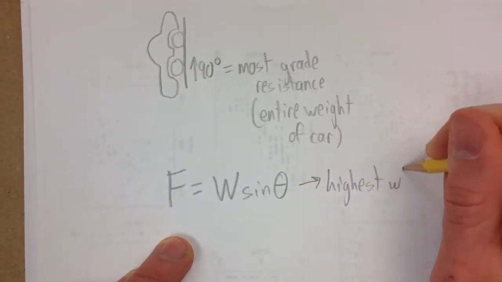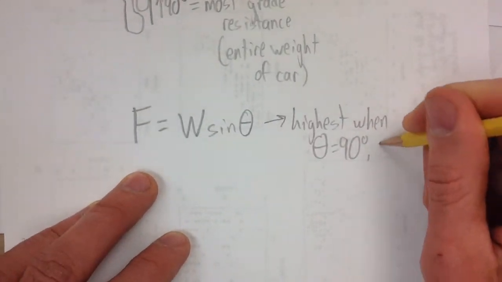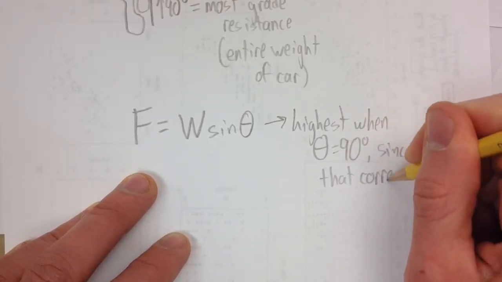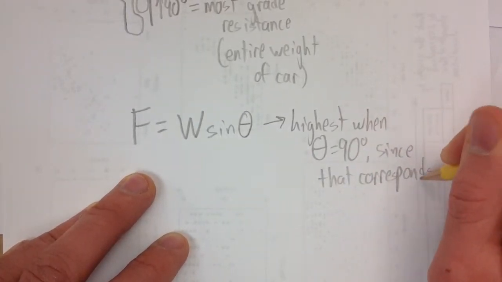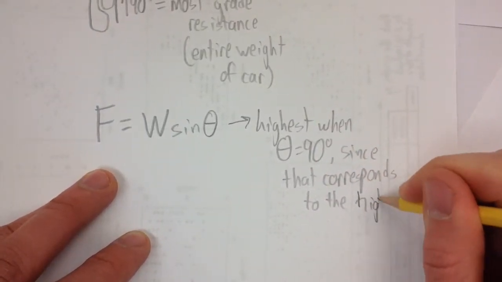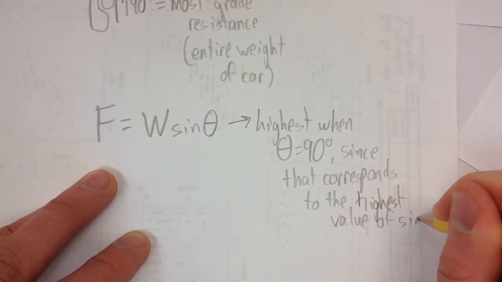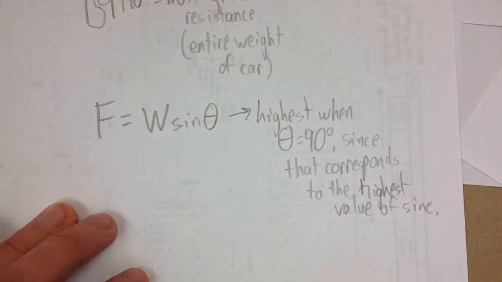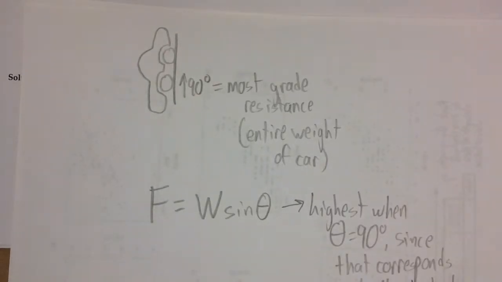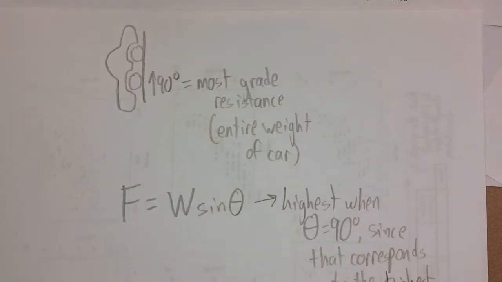So this is the highest when theta equals 90, since that corresponds to the highest value of sine. The lowest value. What do you think? What's the angle going to be when the grade resistance is the lowest value?